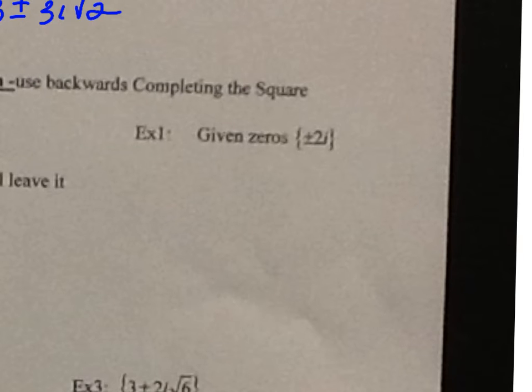Okay, so we're going to start by taking the zeros and setting them equal to x. So x equals plus minus 2i. The first thing you want to do is make sure this here is isolated. Make sure there's nothing in front of the plus minus. And this is good. Okay? So now I'm just going to rewrite this so I don't have that circle around it.